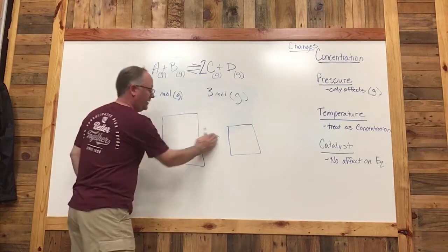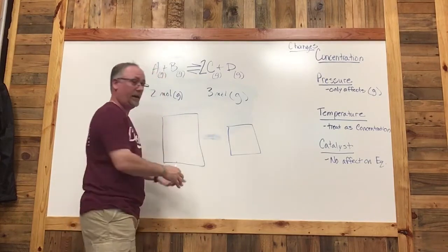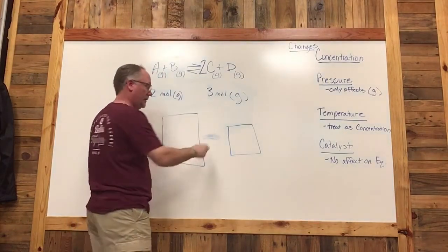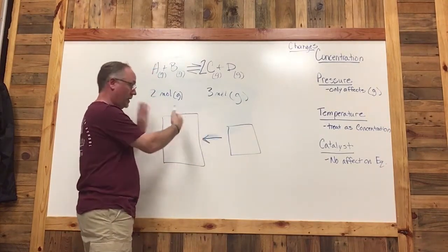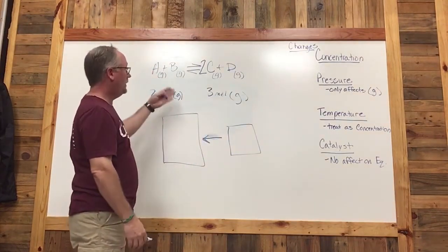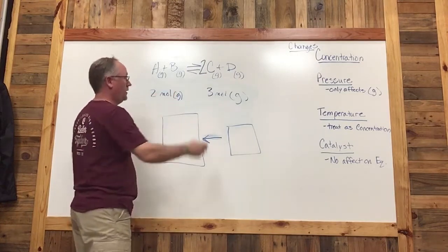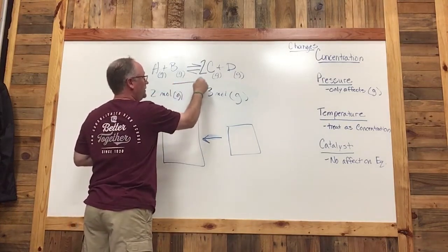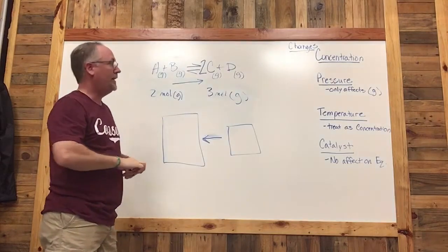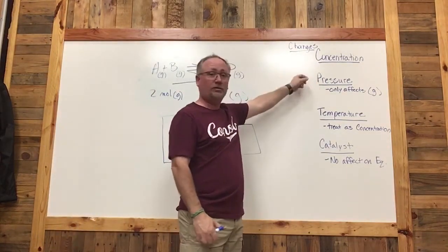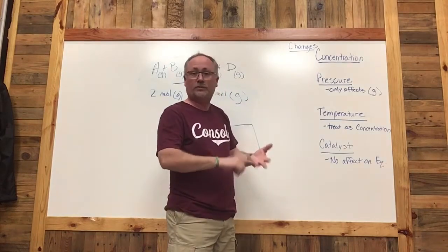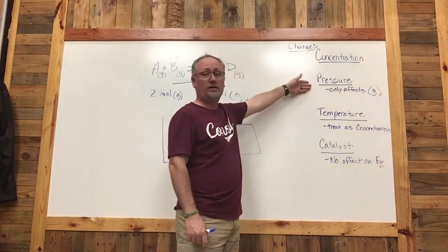If instead I took a smaller space and I decreased the pressure, so I made it larger, this would be decreasing the pressure and making it more spread out, the molecules won't collide as often, then it would shift to the side that has more gas molecules. So up here it would shift to the side with more gas molecules. That is the effect of pressure on an equilibrium system. It doesn't do anything with aqueous molecules or solids or liquids. It only changes things with pressure.